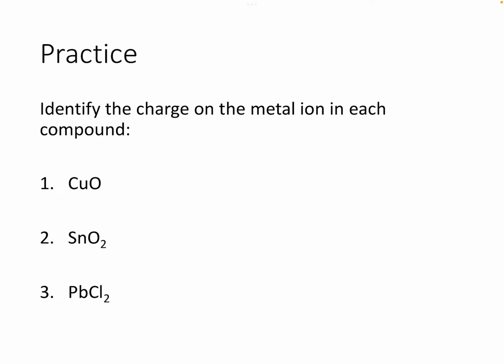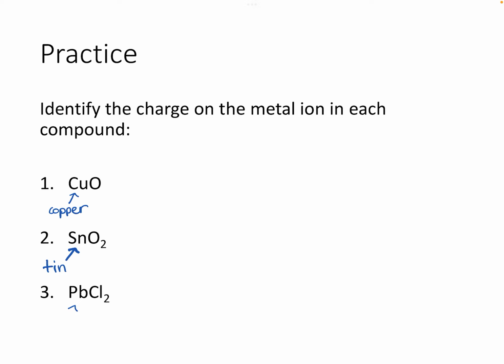So we're going to identify the charge on the metal ion in each compound. So remember, the metal ion is always listed first. So in the first one, we have copper, which has the formula Cu, and that is a metal ion that could have multiple or variable charge depending on what it's bonded to. In the second example, we have tin, which is given the symbol Sn. So we want to figure out what is the charge on tin, because that can also have variable charge.